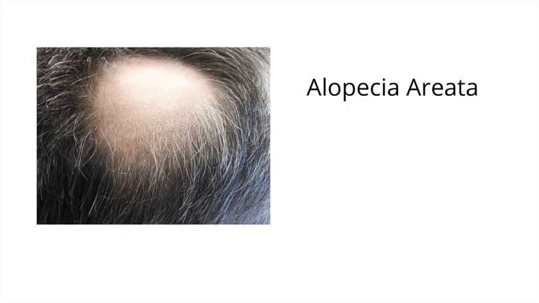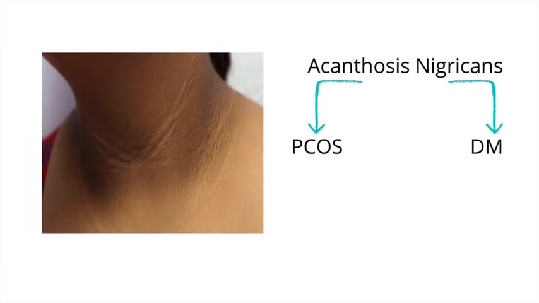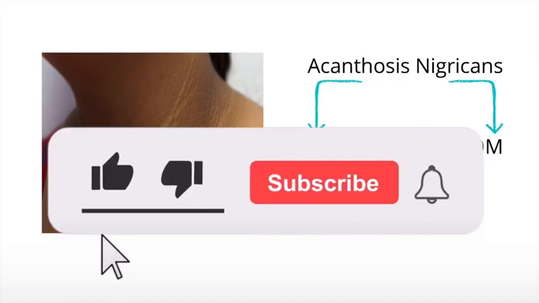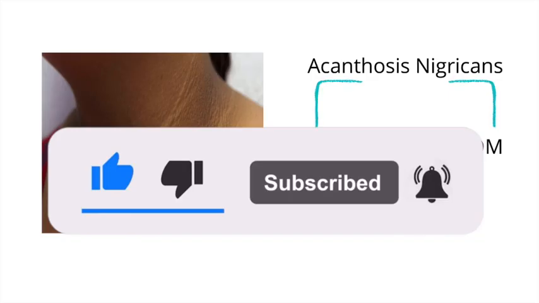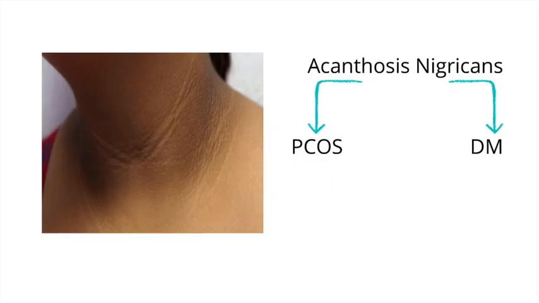Okay, now here we have acanthosis nigricans. This is described as hyperpigmented or velvety plaques on the axilla, neck, or groin. It's extremely high yield that it's associated with insulin resistance states, like the ones mentioned here, diabetes mellitus or PCOS. However, if you see acanthosis nigricans in older patients, it can be associated with a GI malignancy.